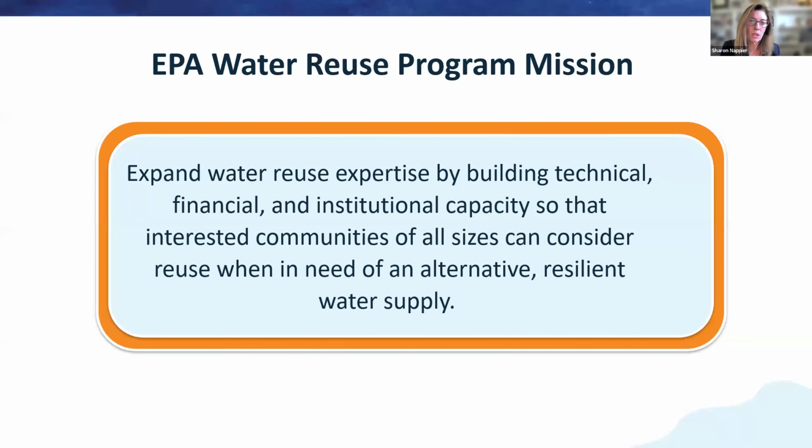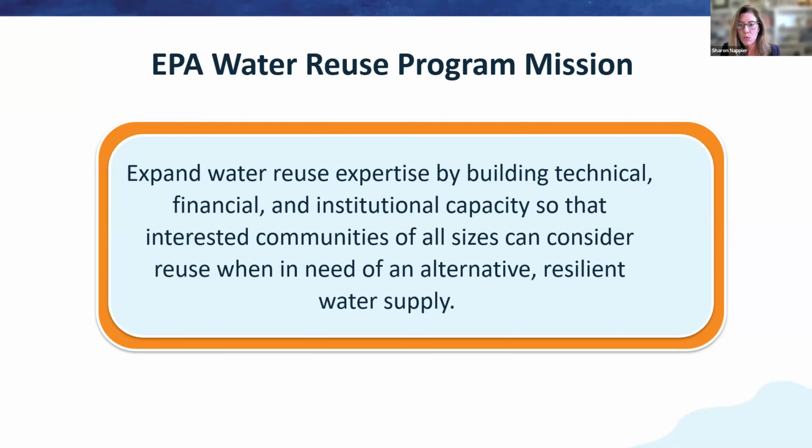All right. So I run the water reuse program here at the EPA. We're relatively new. We started just in late 2020. We sit again in the Office of Water. We are really about capacity building. We're trying to make sure that people have the expertise, or we build up the expertise for technical, financial, and institutional capacities. So if there's a community that's wanting to pursue reuse, or if they're in need of an alternative water supply, they're going to understand how to do so.